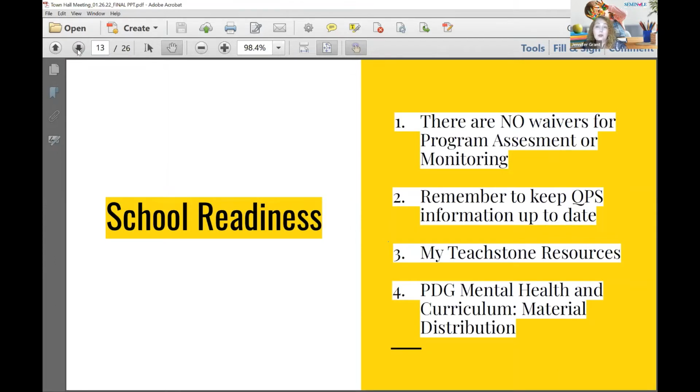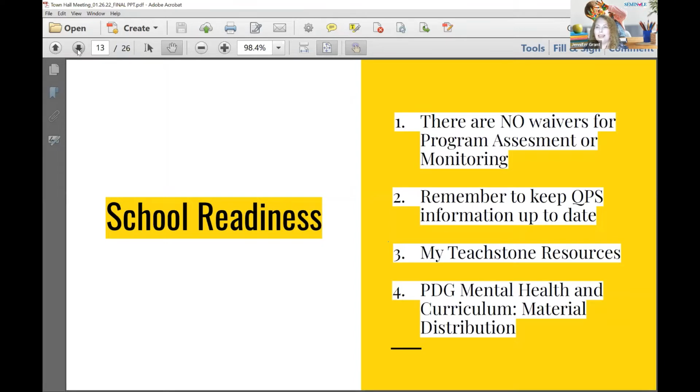The last piece I wanted to mention was about the PDG mental health grant. That's a preschool development grant that the Division of Early Learning received. We had mental health and curriculum trainings that we've conducted. For those of you that have completed those, we have now moved to the second step, and we have a lot of materials to enhance what you learned in those courses. And be on the lookout.